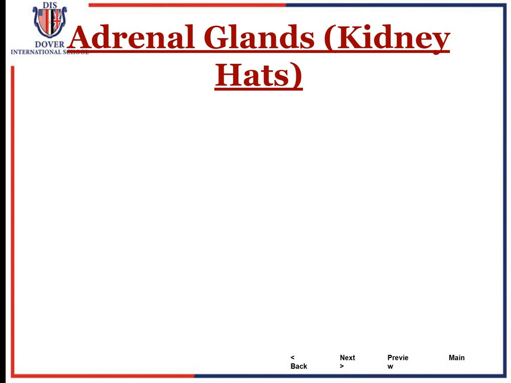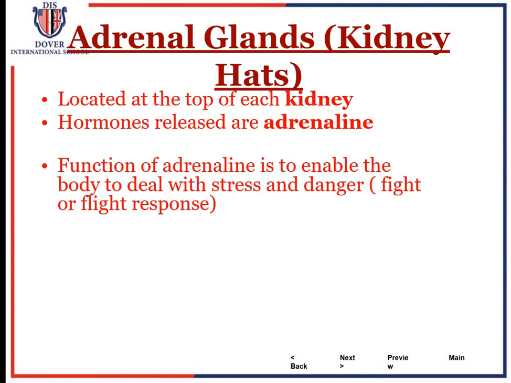Adrenal glands, I call them the kidney hats. So from their name, kidney hats, they are located above the kidney. Adrenal glands are responsible for producing adrenaline, from its name. Adrenal glands will release adrenaline. Thyroid gland will release thyroxine.